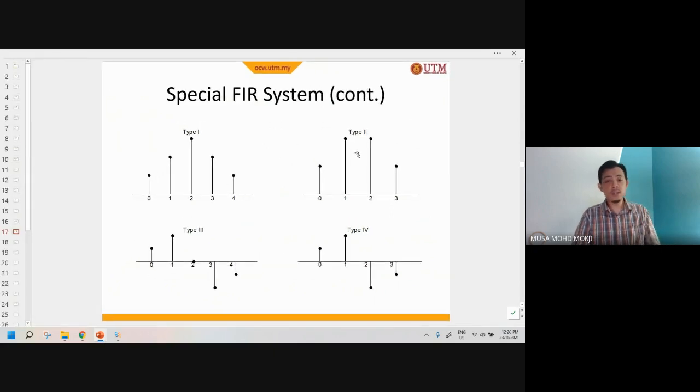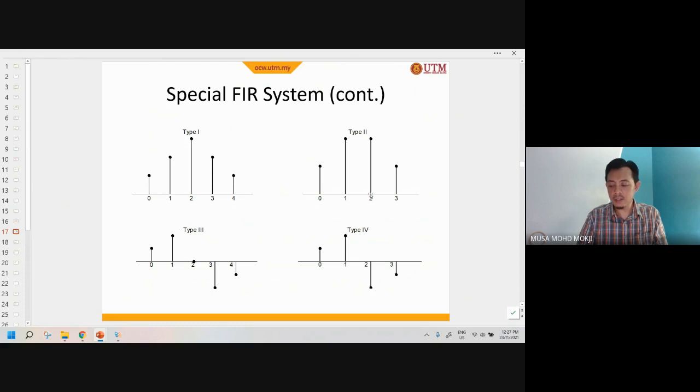Type 1 and type 2 are what we call symmetric. This one is anti-symmetric. So symmetric where? This is symmetric at sample number 2, and how many samples? 1, 2, 3, 4, 5. This is an odd number of samples. We can have symmetry also with an even number of samples. So this is an example of an even number of samples. So we have 1, 2, 3, 4.